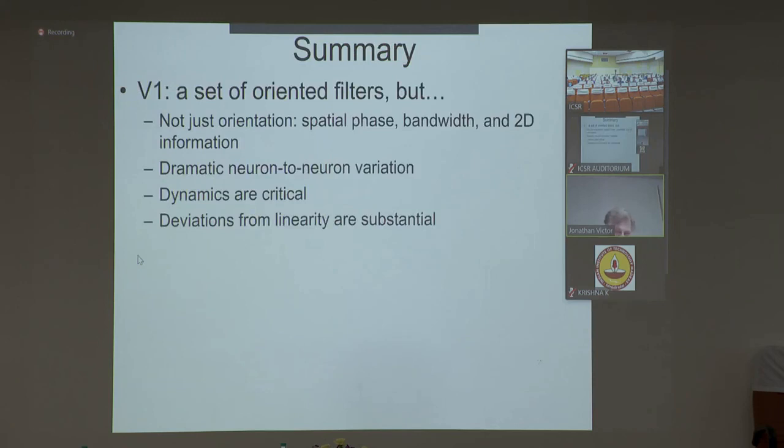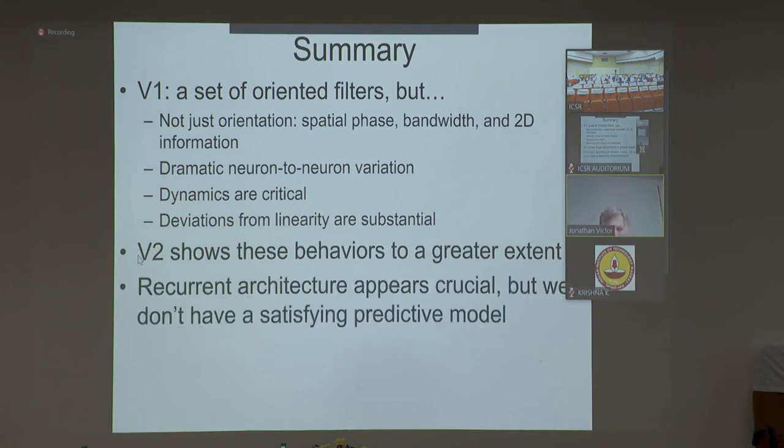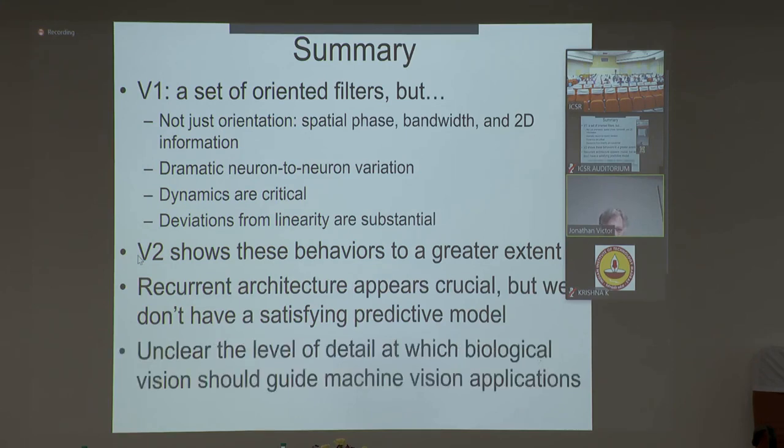So again, just to summarize, we can start by thinking of V1 as oriented filters, but this is just the tip of the iceberg. There are differences and diversity and nonlinearities, which are emphasized in V2 more than V1. Recurrent models seem to work a lot better than feed forward models, but don't yet work well enough to be predictive. And when we take a step back and ask what lessons we should learn, we need to think about what our visual system was designed for compared to what a particular machine vision system is designed for, which may not be the same thing.